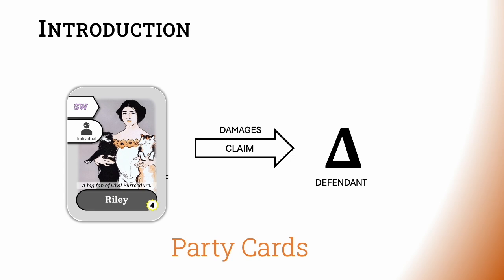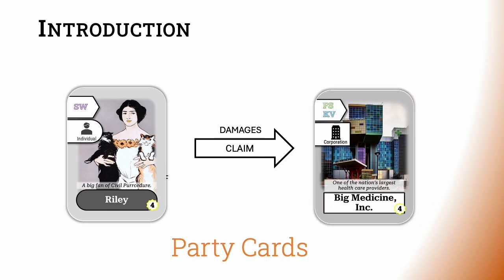First, plaintiffs and defendants are represented by party cards. These are two possible party cards. Each party card shows the citizenship of the party it represents. Here you can see that Riley is a citizen of the state of South Wyoming, and Big Medicine Incorporated is a citizen of the states of Florissippi and Pennsylvania. There are 10 possible made-up states. The names don't particularly matter, except that you need to know the citizenship of each party for diversity jurisdiction purposes.